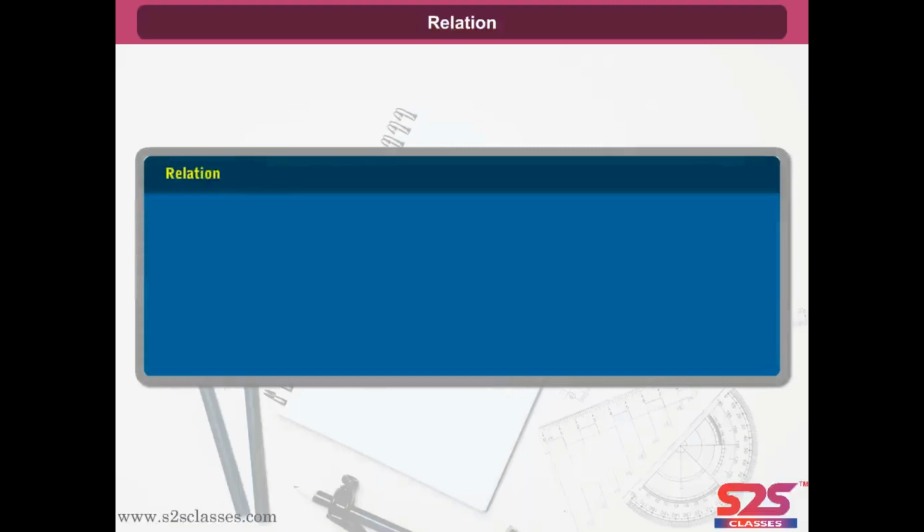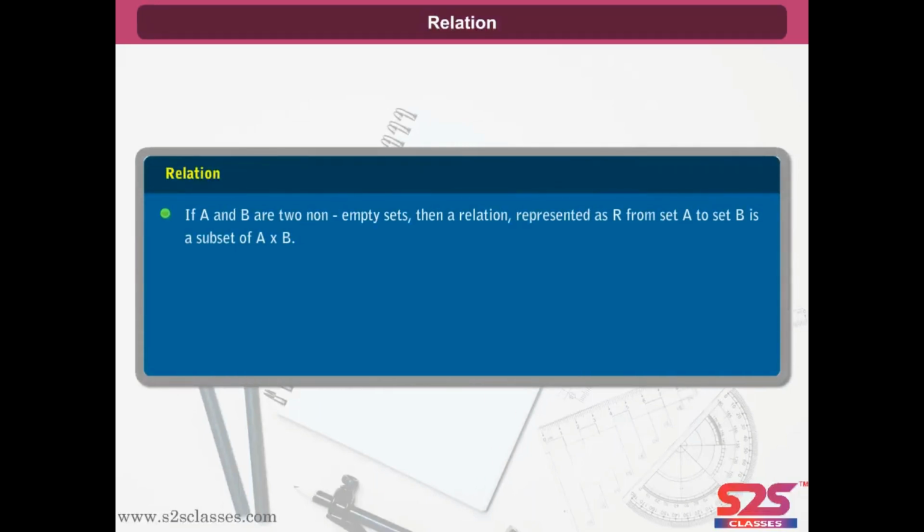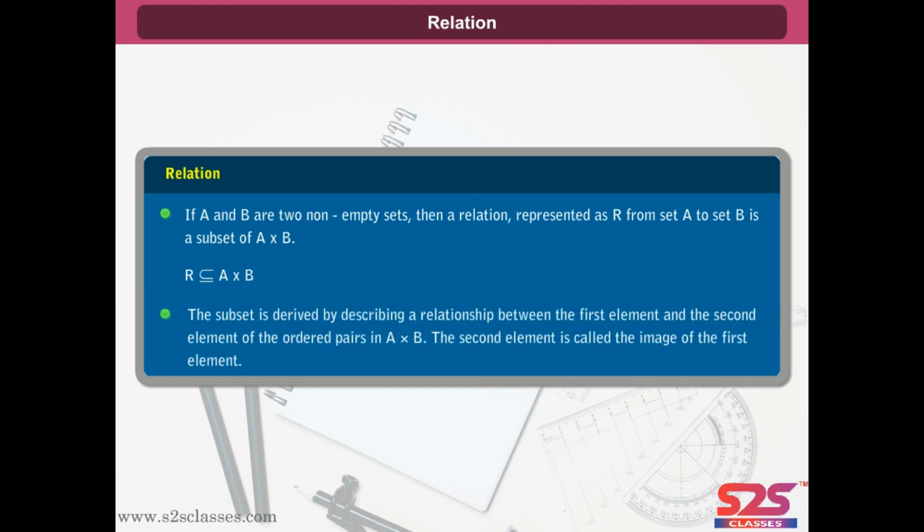Now let's understand what a relation is. If A and B are two non-empty sets, then a relation, represented as R, from set A to set B is a subset of the Cartesian product of A and B. The subset is derived by describing a relationship between the first element and the second element of the ordered pairs in A cross B. The second element is called the image of the first element.